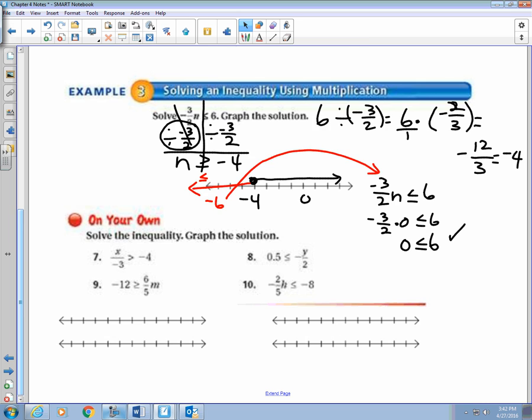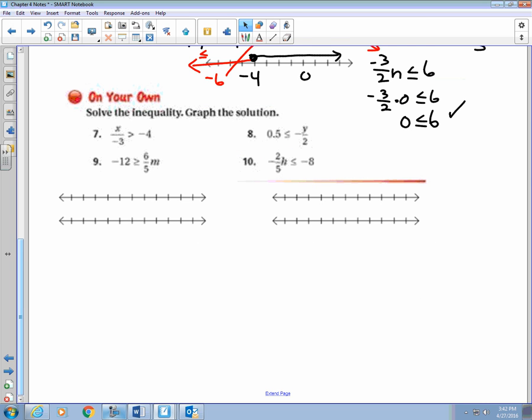All right, I'm going to do one more of these, and then I'm going to have you do a couple on your own. So we have number 7 we'll take care of. X divided by -3 is greater than -4. Let me rewrite that down here. X divided by -3 is greater than -4.